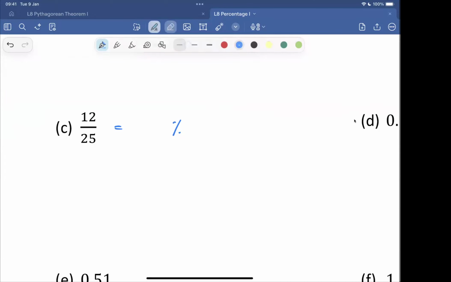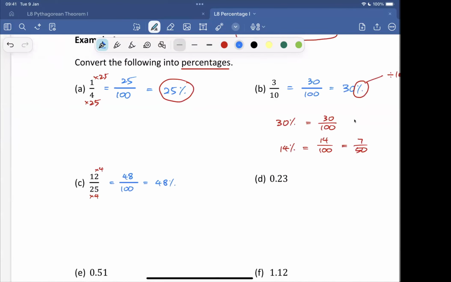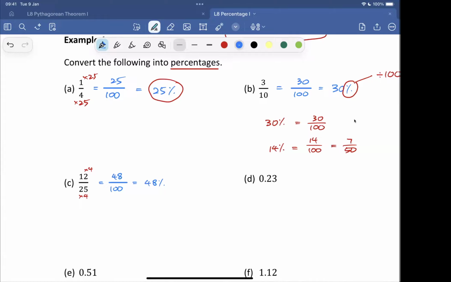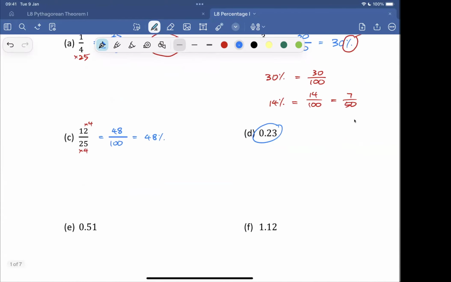The answer is 48%. Now, how do you get 48%? Well, we just multiply this by 4. Then you will get 48 out of 100, which is 48%. Very good, students.